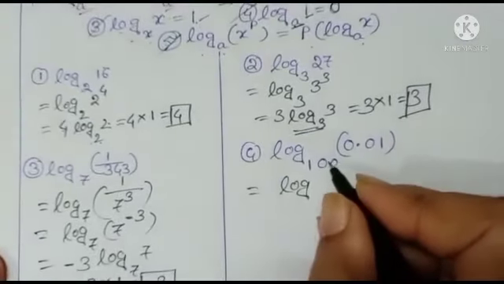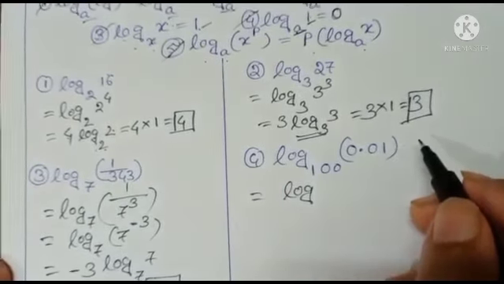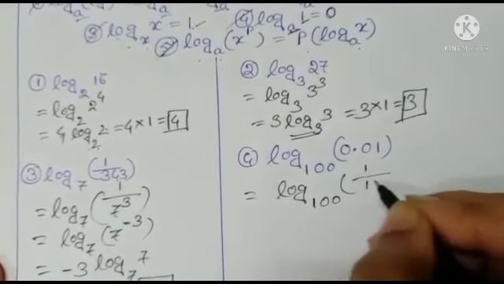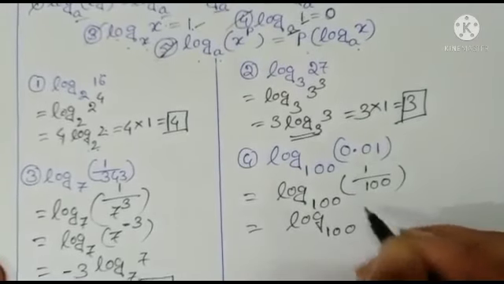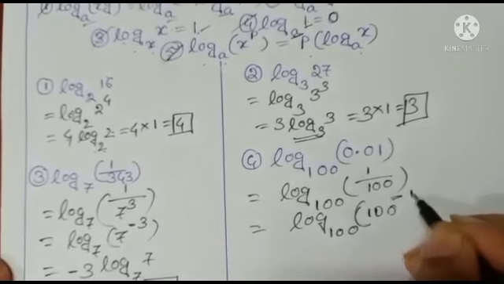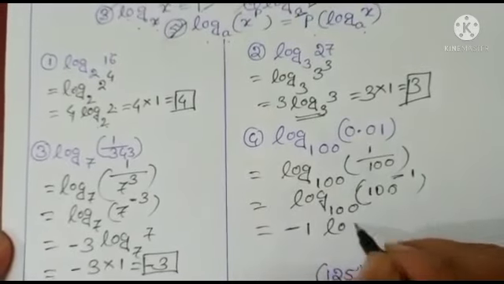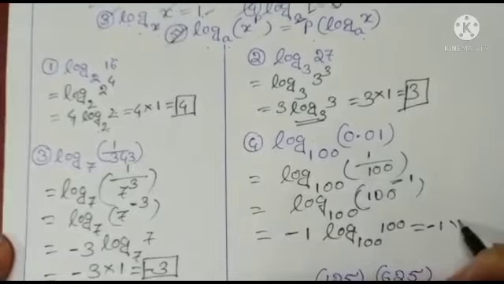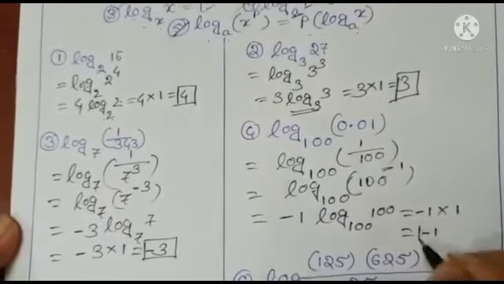And here log base 100 of 0.01. It's 1 by 100, which means we write 100 to the power minus 1. Minus 1 comes in front. Log base 100 of 100, minus 1 into 1. Log base x of x is equal to 1. It's minus 1.